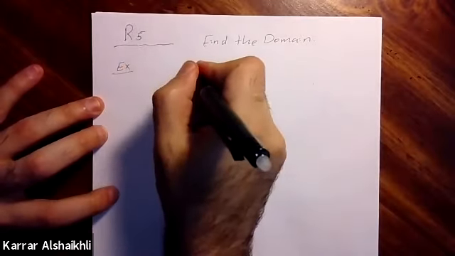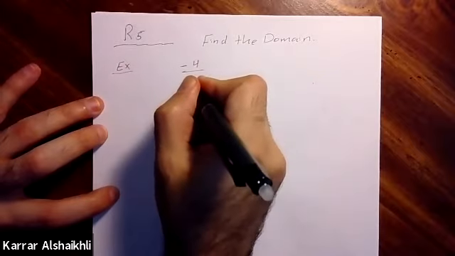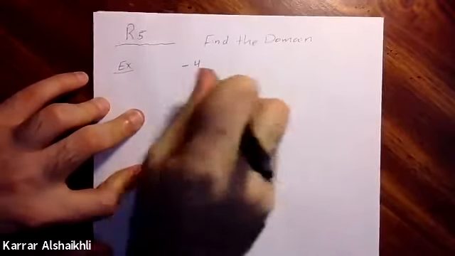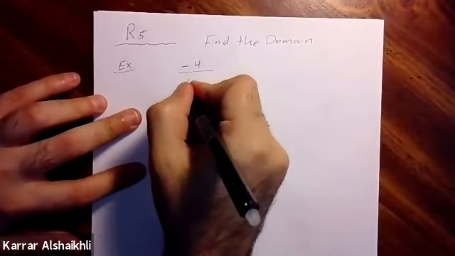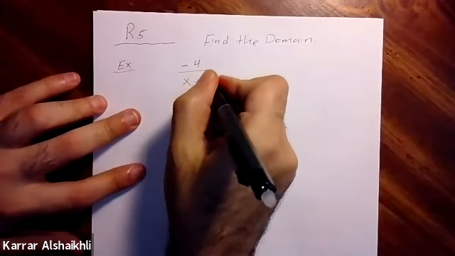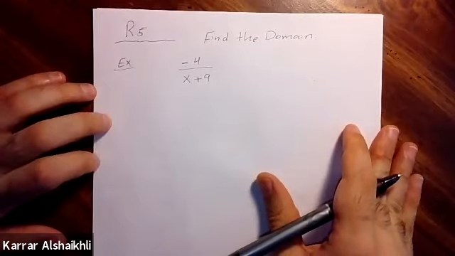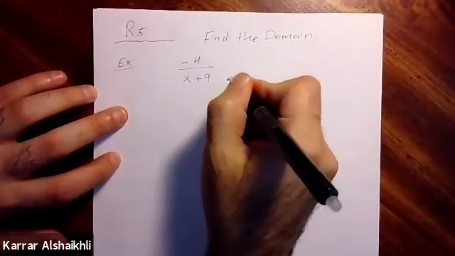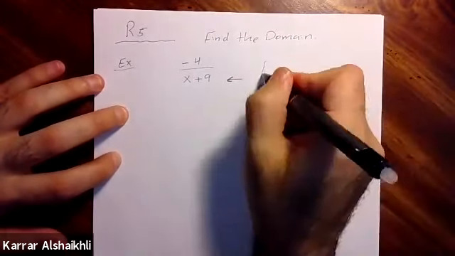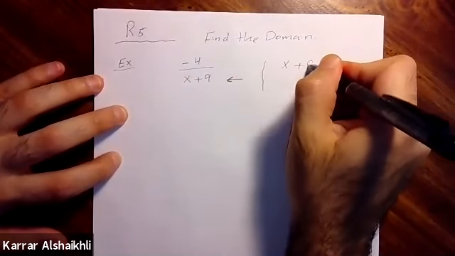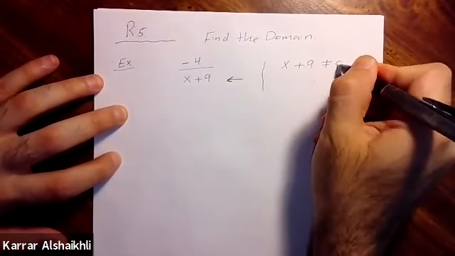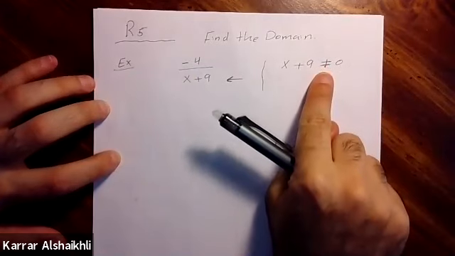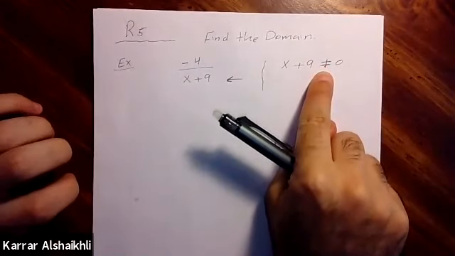If they give you -4 over a plus 9, let's do it with x so we don't get confused. A is a variable, x is a variable. Let's do it x plus 9. Every time they ask you to find the domain, you're just going to take the bottom part here. This is the only part we will use. So here on the side, I'm going to say x plus 9 not equal to 0. We're just going to solve it. Don't confuse yourself about the not equal sign. It's exactly the same thing as the equal sign.